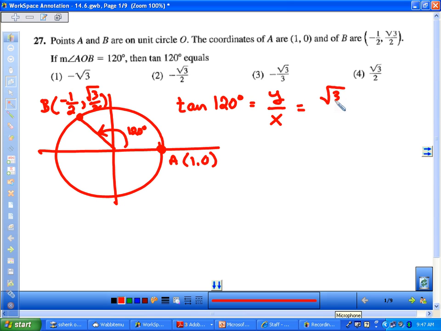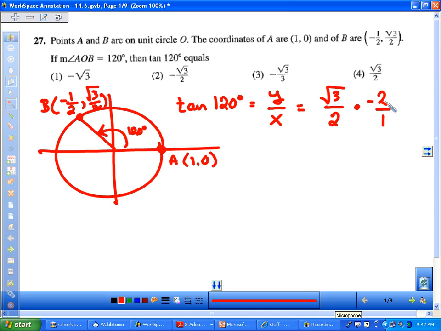The y-coordinate? Radical 3 over 2. What is the x-coordinate? Negative 1/2. Now, folks, we're not going to divide by negative 1/2. We're going to multiply by 2 over 1. Now, is that still negative, though? Yes, a reciprocal keeps your sign. It's still a negative.